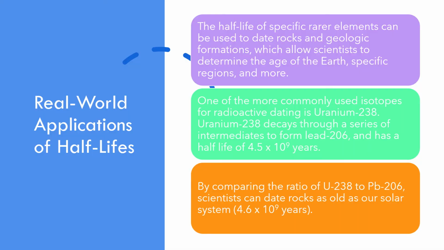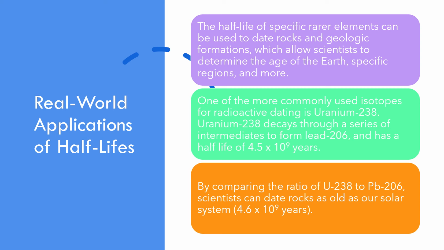The most common use of half-lives in the real world is for radioactive dating. Radioactive dating requires a few different properties from the radioactive material being used, but 2 of the major radioisotopes used in radioactive dating are uranium-238 and carbon-14. Uranium-238 is especially useful for looking at the ages of very old rocks, as it has a half-life of 4.5 times 10 to the 9th, or 4.5 billion years.